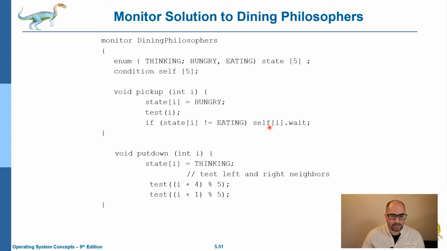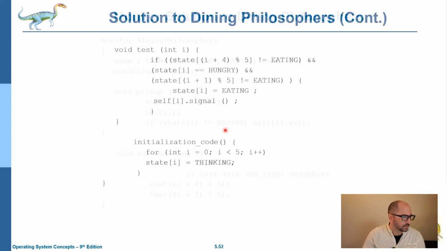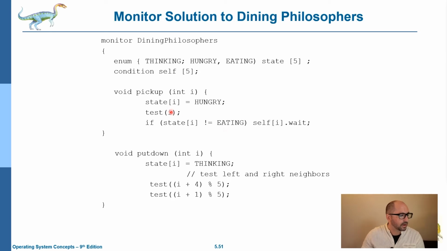So let's take a look at pickup. So pickup refers to philosopher i, and that's when they're picking up their chopsticks, that says that they're hungry. And then they're going to test. And if that test is successful, and if the test tells them that they are eating, then they will proceed. Otherwise, if they are not eating, they will suspend themselves, they will wait. So let's take a look at test, because that is the next portion of pickup. But importantly, pickup may put the philosopher i into the waiting state.